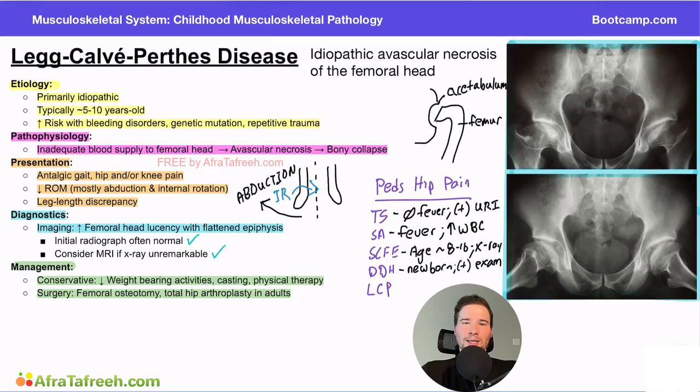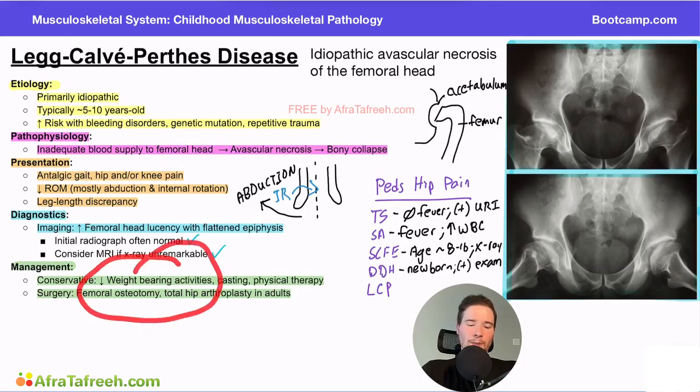The main giveaway in this question stem was certainly the imaging, but there's a lot of different things on our differential that we need to consider. So the best thing for this patient to do in the meantime before seeing the orthopedic surgeon is going to be to decrease weight-bearing activities.